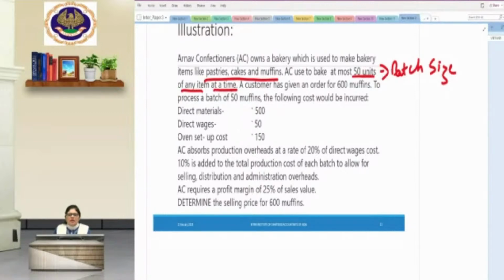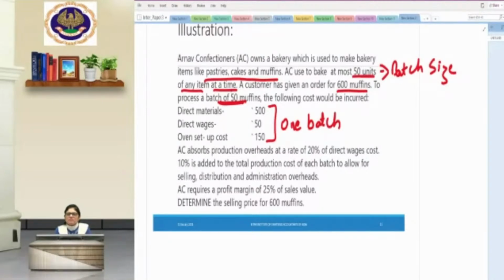All right. A customer has given an order for 600 muffins. To process a batch of 50 muffins, the following cost would be incurred: material, wages, and oven setup cost. So this cost is for per 50 muffins. That means for one batch. This is the cost for one batch, not for one unit. I told you the interpretation of the question is very important. Clear? So the following cost would be incurred for a batch of 50 muffins. So this is the cost which is given. You have to understand the question first.